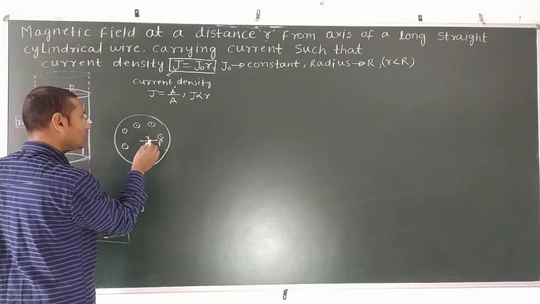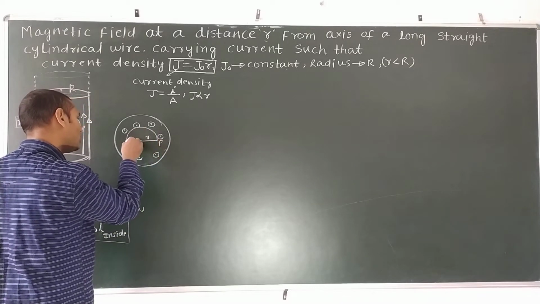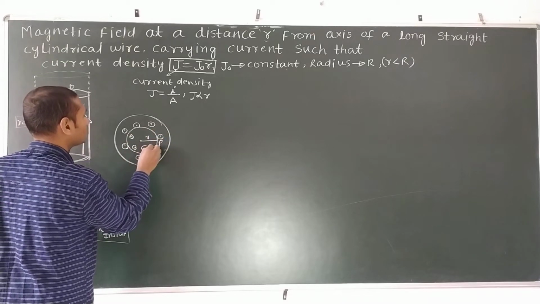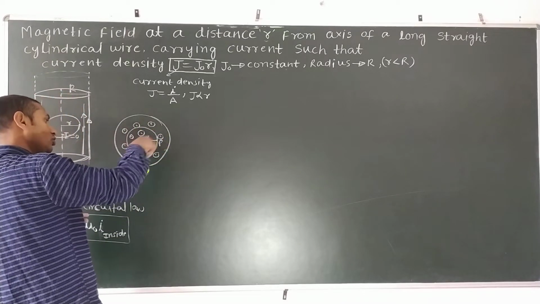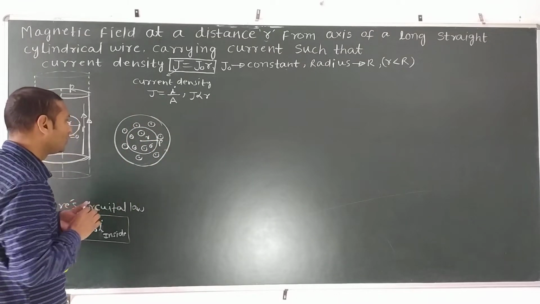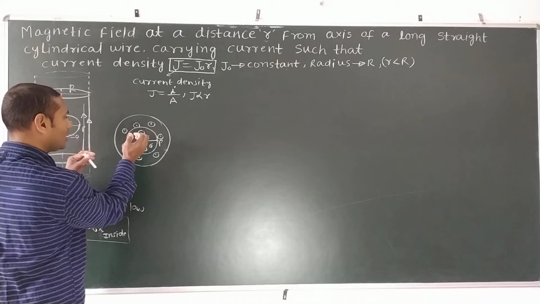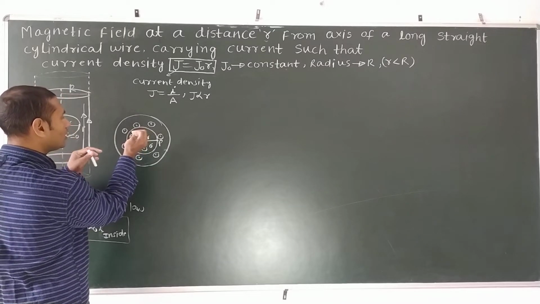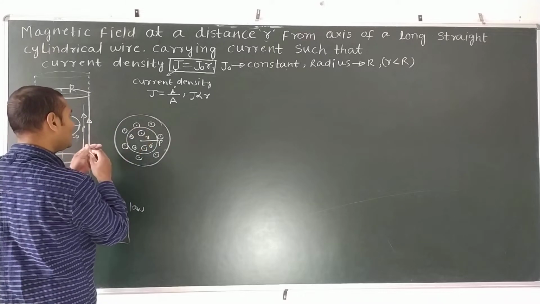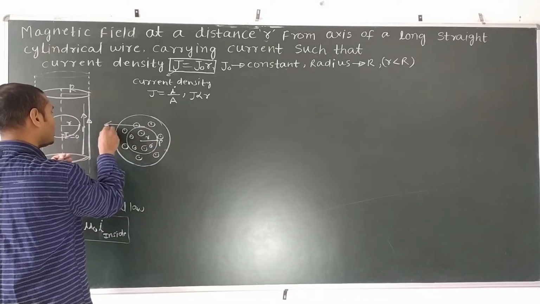So we draw an Ampere's loop crossing the point P, where we want to find the magnitude of the magnetic field. And then, by applying the right hand thumb rule, we know that the direction of the magnetic field will be anticlockwise.